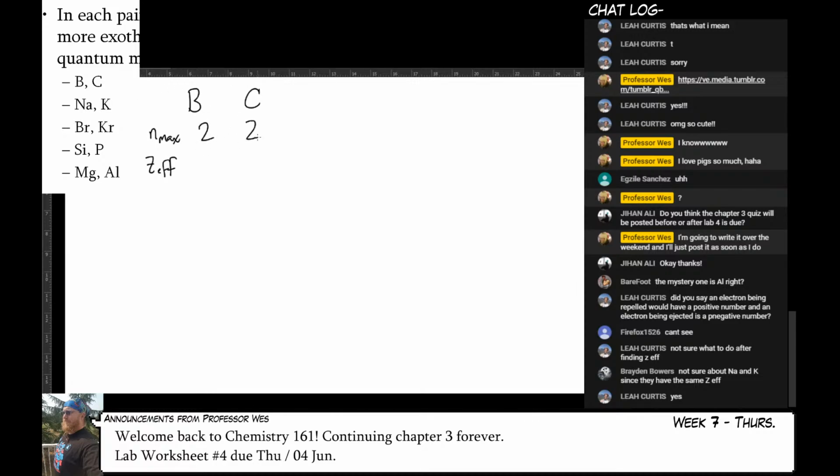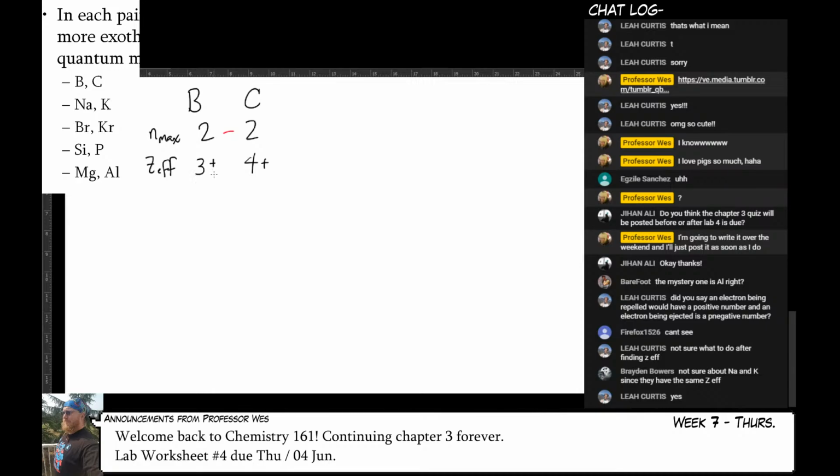So these have the same N. Boron has a Z effective of 3. Carbon has a Z effective of 4. Looking at N max, where's my electron going to fall further to? N equals 2 or N equals 2? Or is that just the same? No, it's the same number. They're the same, so this is kind of a wash.